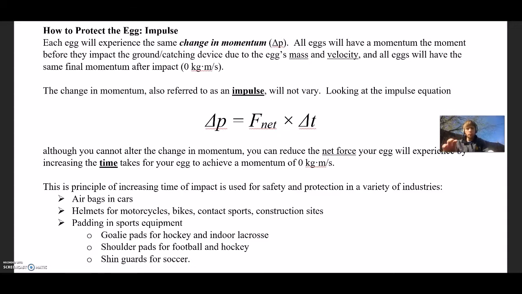And when we're talking about impulse, impulse is dependent on a net force and on a period of time. So what you can do in order to give the egg a better chance of survival is if you can increase the amount of time it takes for an egg to hit the ground or hit whatever it's making contact with, that will decrease the net force and give the egg a better chance of survival. And so this is the whole purpose of what you're trying to do here.